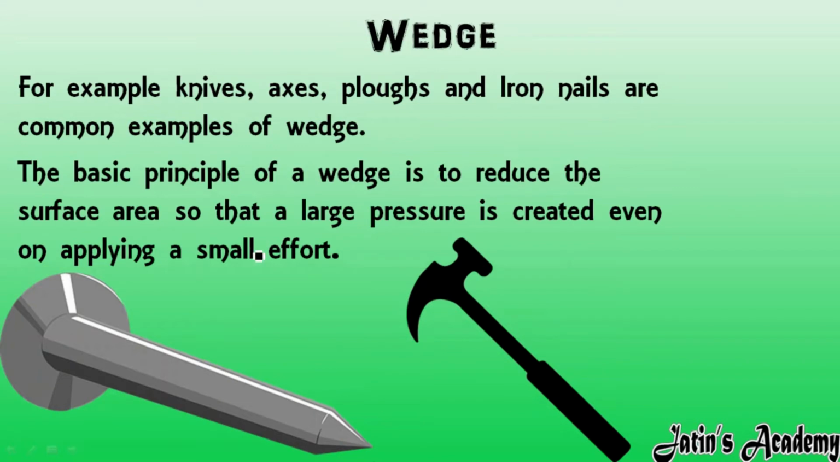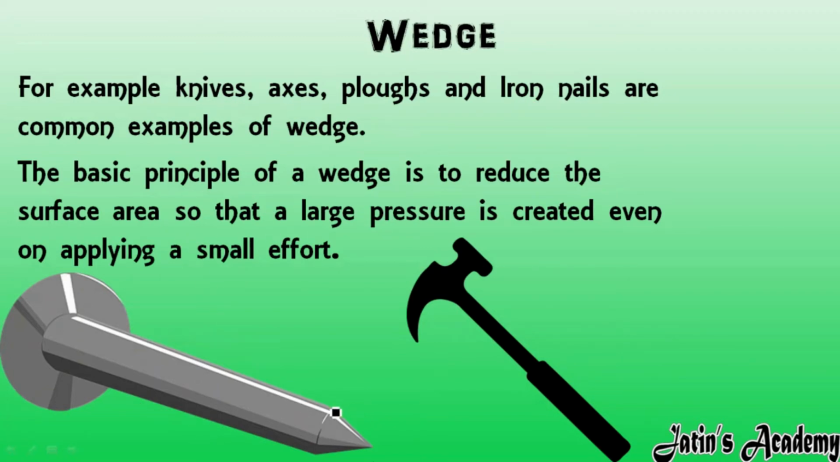So examples of wedge are knife, axes, plough, iron nails. These all are examples of wedge, where you can easily see that two or more inclined planes are joined so that it can easily cut the materials into two halves, or it can easily make the materials move apart. Okay. So the basic principle of the wedge is to reduce the surface area.